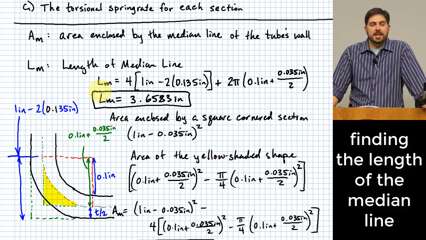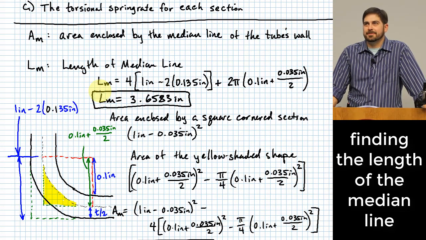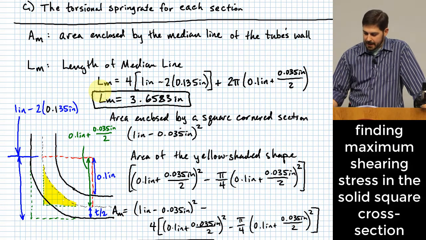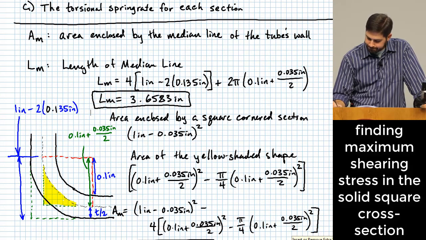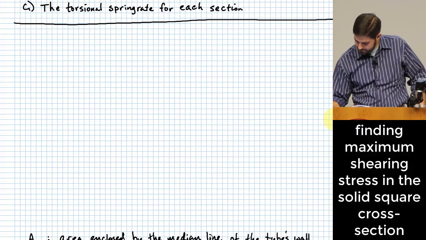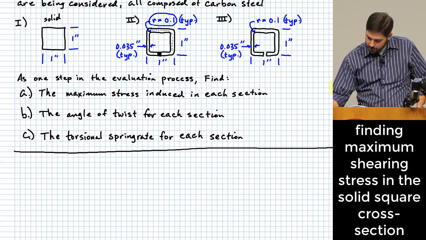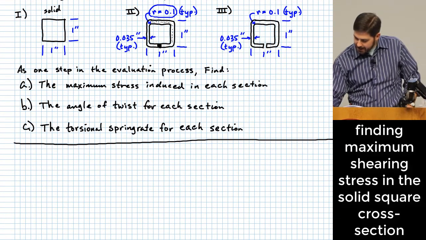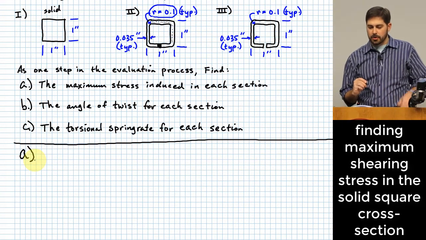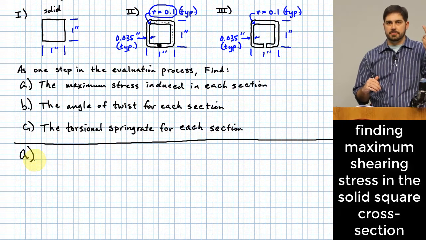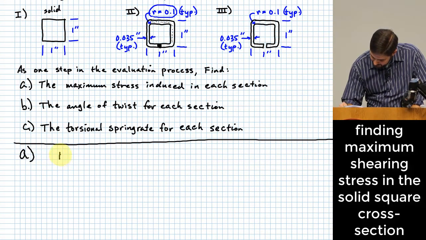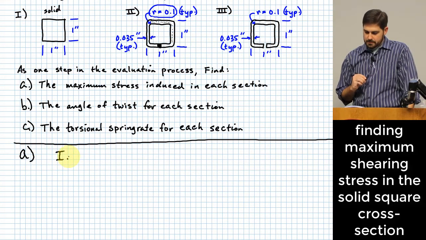All right, so we've actually taken care of the most tedious part of the problem at this point. Now we just need to look at these values of stress and angular deflection and stuff. So let's get a start on that. As I mentioned a second ago, we're going to start with step A, and we're going to do step A for solid and closed section and then open section. Okay, so we'll do step A, solid cross section.